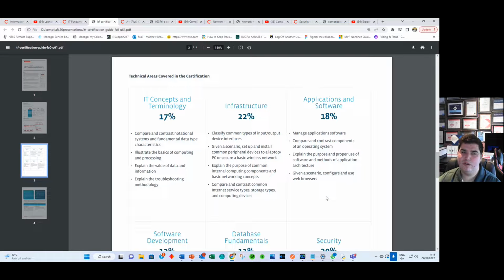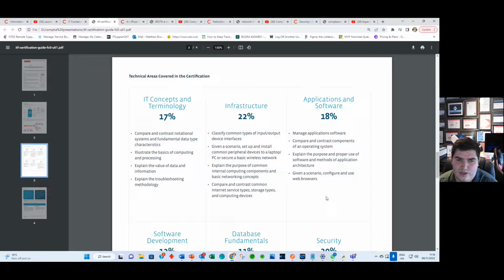So if we go through the IT concepts and terminology, what you're going to be looking at here is the fundamental characteristics of IT. You're going to have an idea of the basics of computing and processing. You're going to explain the value of data, and you're going to look at how you troubleshoot an issue. So that's your IT concepts and terminology.